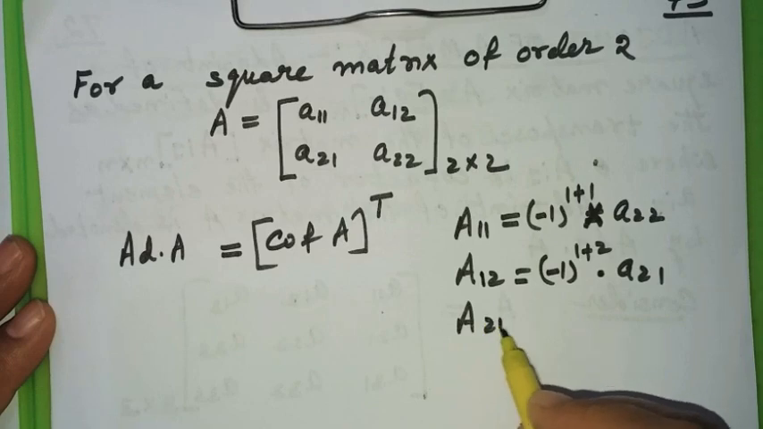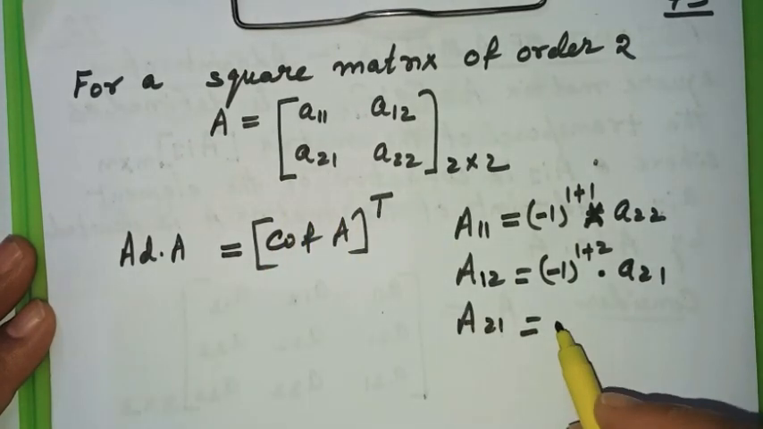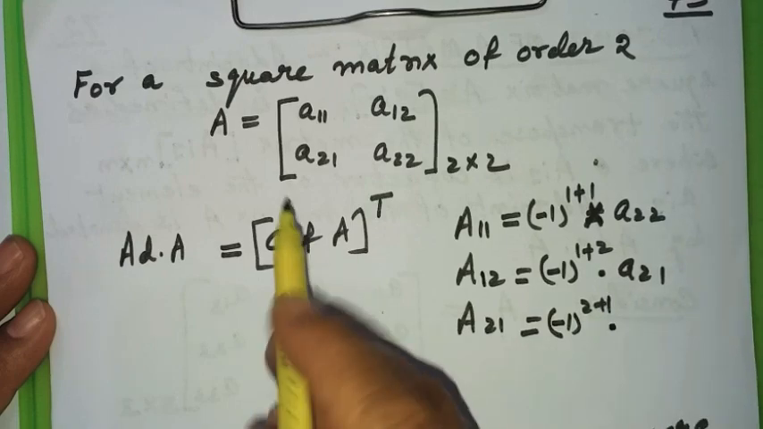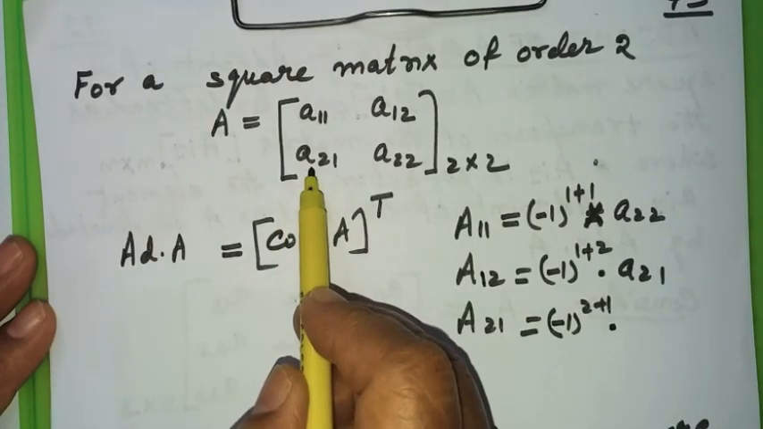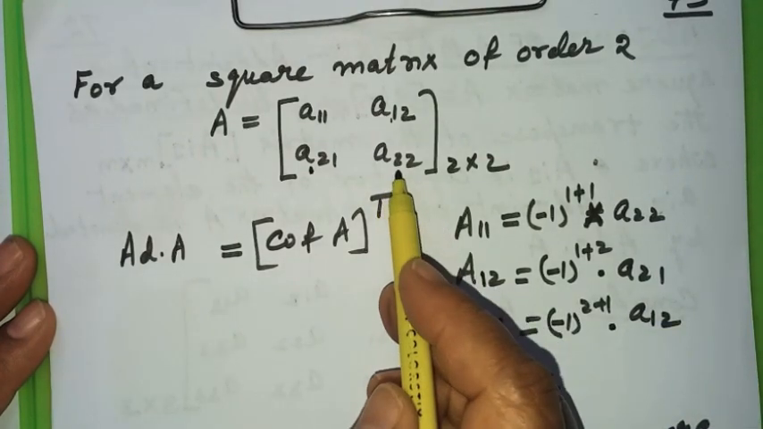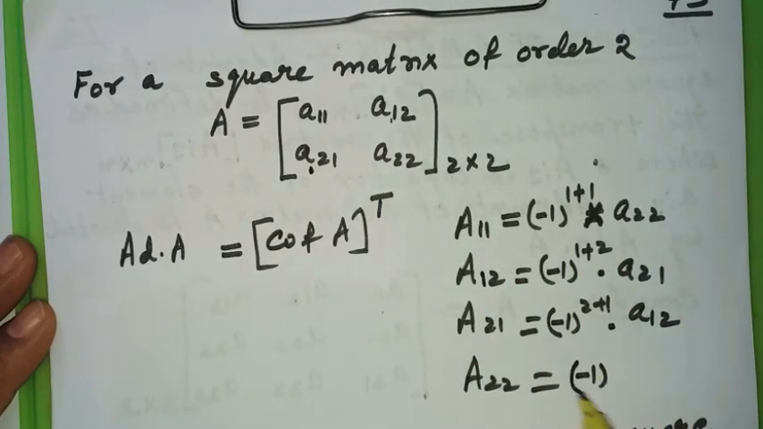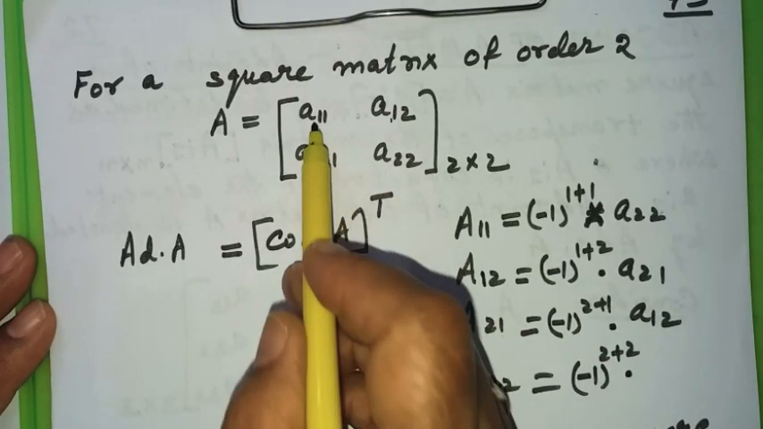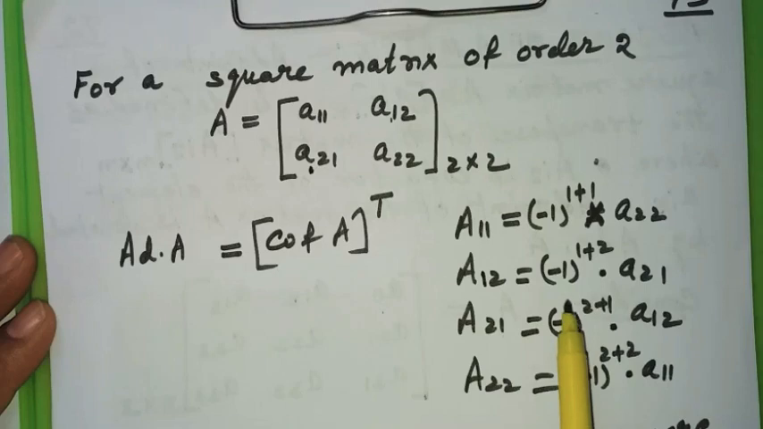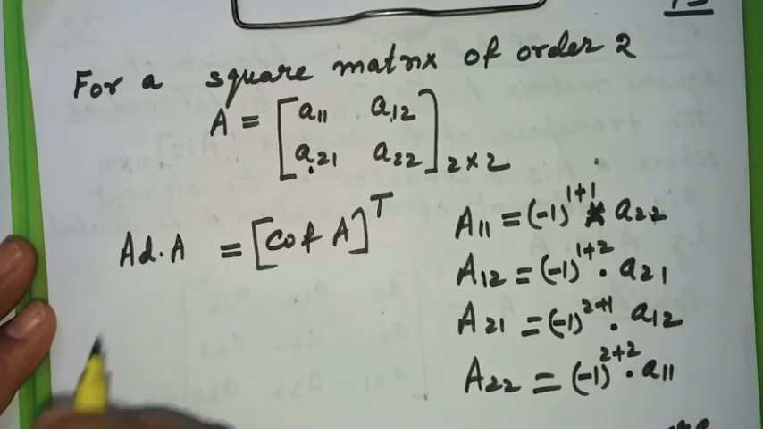Then the cofactor of the element A21 is equal to minus 1 raised to the power 2 plus 1 into the minor of this element, and the minor of this element is A12. Then the cofactor of the element A22 is minus 1 raised to the power 2 plus 2 into the minor of this element, which is A11. So I can see this will be plus 1, this is minus 1, this is minus 1, and this is plus 1 multiplied by these numbers.